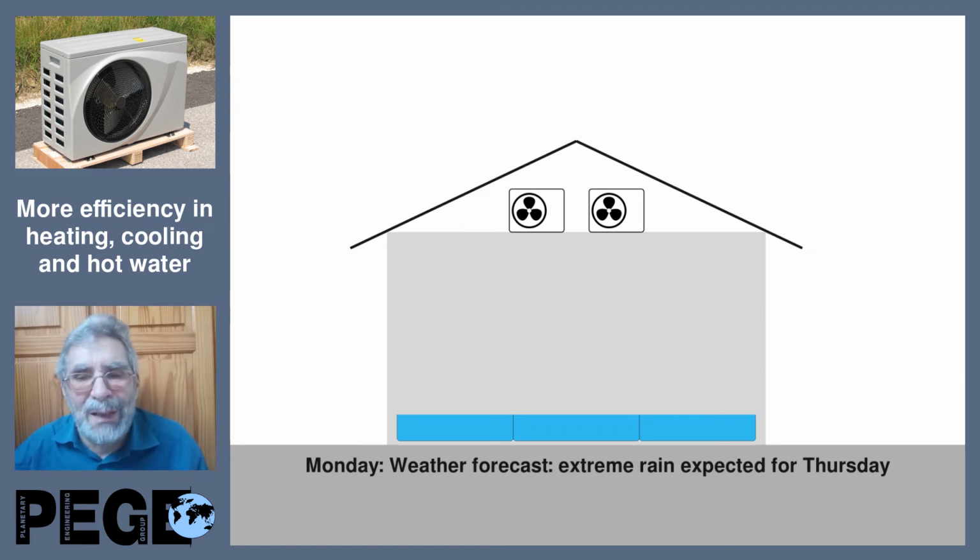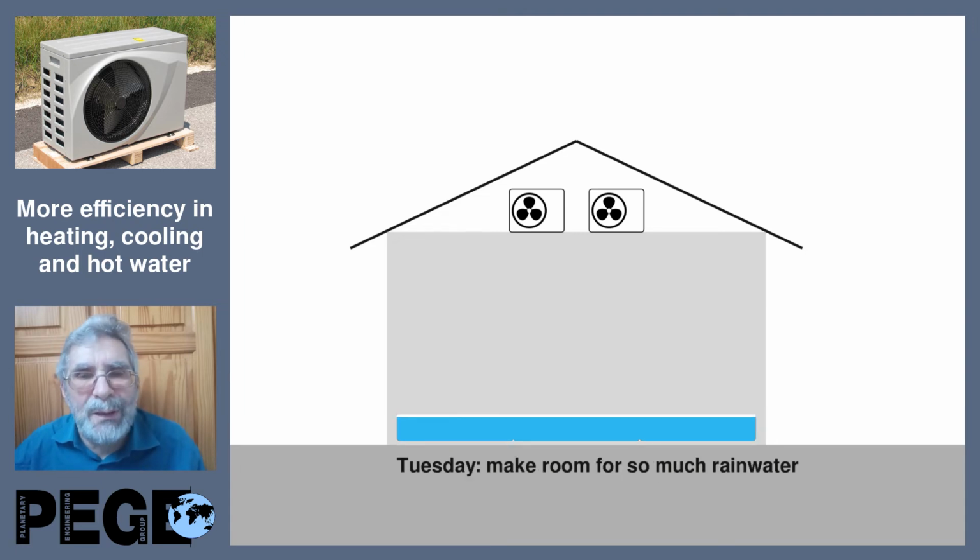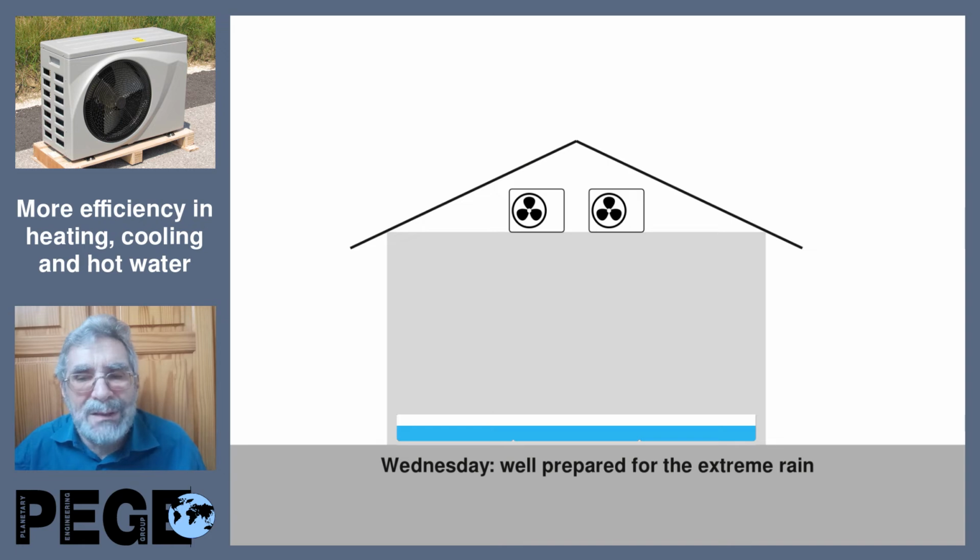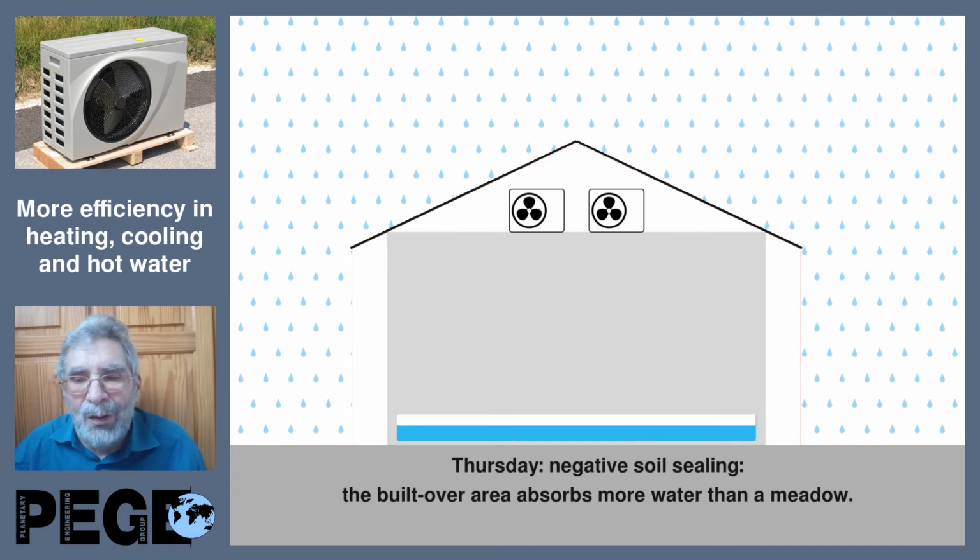Let's assume it's Monday and the weather forecast tells extreme rain expected for Thursday. What to do now? We put 20 cubic meters of the 40 cubic meter low temperature heat storage away. We make room for much rainwater. On Wednesday, we are well prepared for the extreme rain. And on Thursday, the extreme rain comes, and we show that we have negative soil sealing.